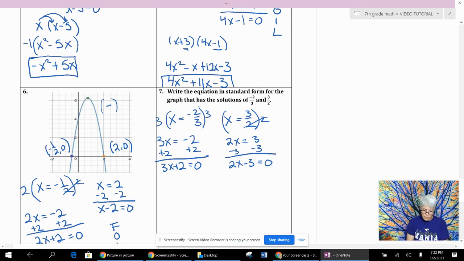Bam. Okay, FOIL method. First, outside, inside, last. I'm going to try to save some room here. First, 3x times 2x is 6x squared. Outside, 3x times negative 3 is negative 9x. Inside, 2 and 2x, which is positive 4x. And last, 2 times negative 3, which is negative 6. So now I'm going to combine like terms.